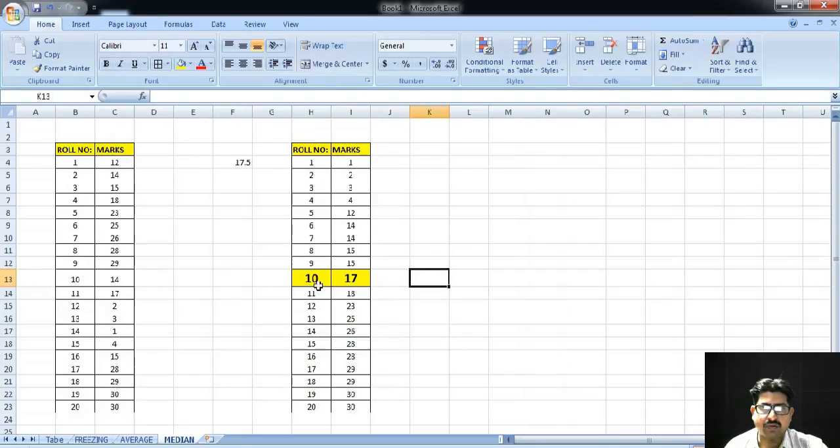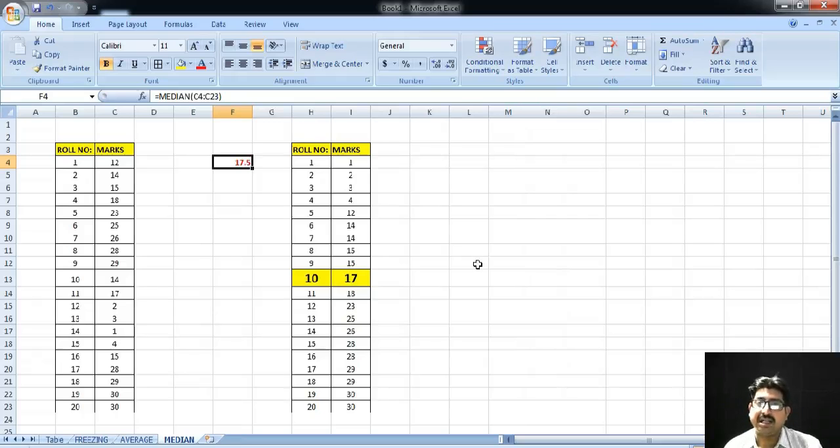This means that there are 10 students who have got marks less than 17, and the remaining students from 11 to 20 have got marks more than 17. So that's verified that yes, this median is correct. This median is 100% correct. So this is the power of median. Median will tell you about the data. That's what is called a partition value: 50% of the data will lie above the median value and the other 50% below the median value.